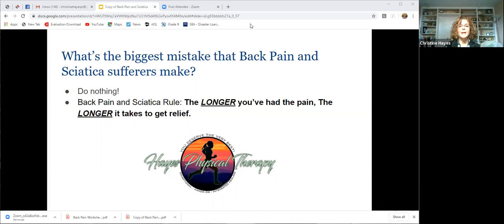So as we continue here, what's the biggest mistake that back pain and sciatic sufferers make? You guys probably know it. Do nothing, right? Do nothing at all. So back pain and sciatica rule: the longer you've had the pain, the longer it takes to get relief.